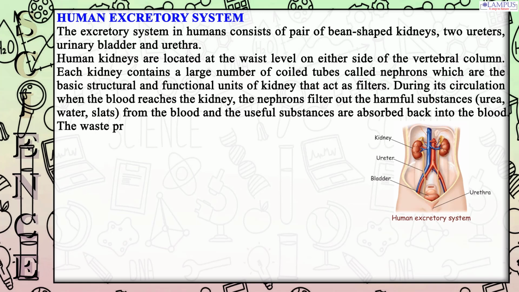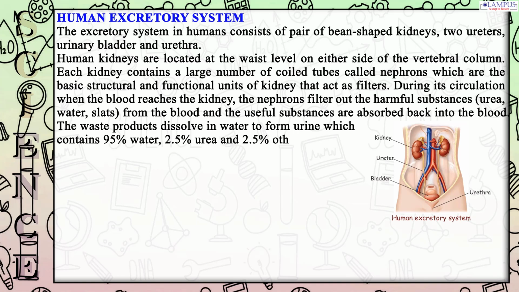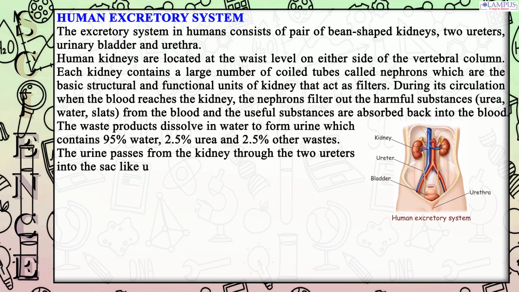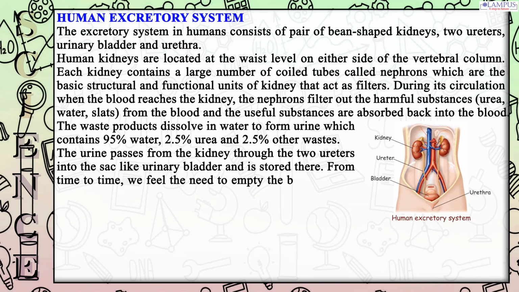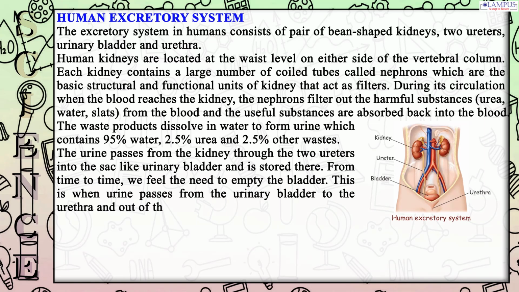The waste products dissolve in water to form urine, which contains 95% water, 2.5% urea and 2.5% other wastes. The urine passes from the kidney through the 2 ureters into the sac-like urinary bladder and is stored there. From time to time, we feel the need to empty the bladder. This is when urine passes from the urinary bladder to the urethra and out of the body through an opening at the end of the urethra.